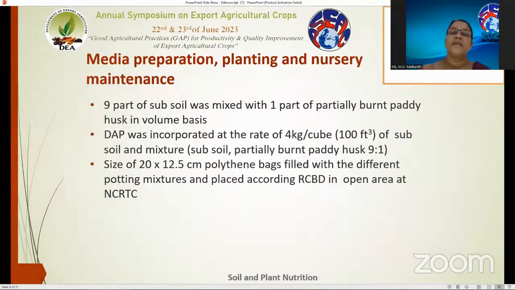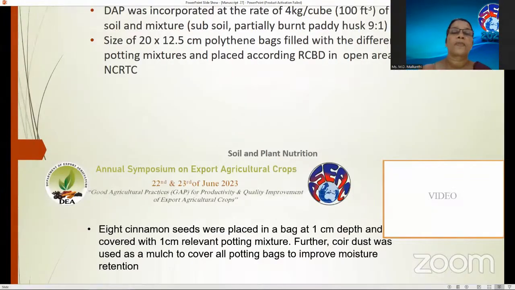Media preparation, planting and nursery maintenance. 9 parts of subsoil were mixed with 1 part of partially burnt paddy husk on a volume basis. Diammonium phosphate was incorporated at the rate of 4 kg per cube of subsoil and of the mixture of subsoil and partially burnt paddy husk. Polythene bags were filled with the different potting mixtures and placed according to the design in an open area at the National Cinnamon Research and Training Center.